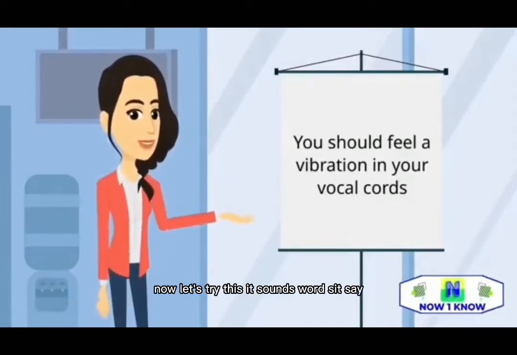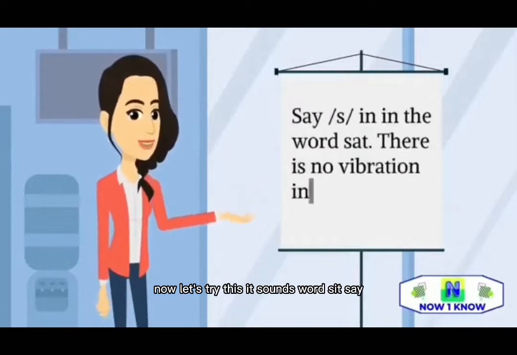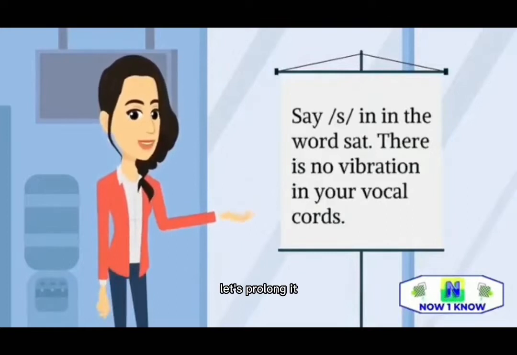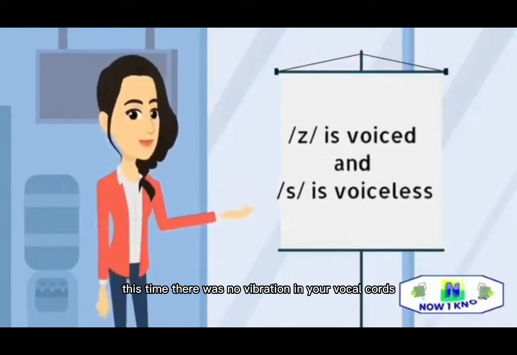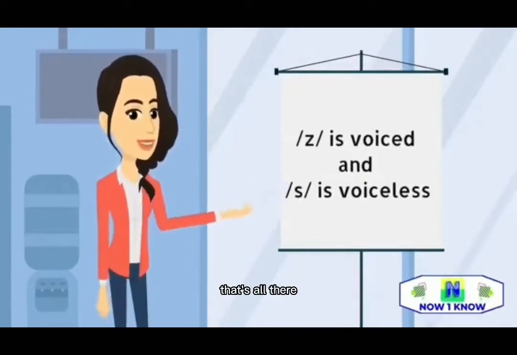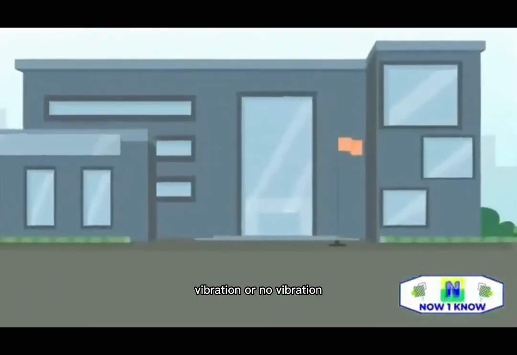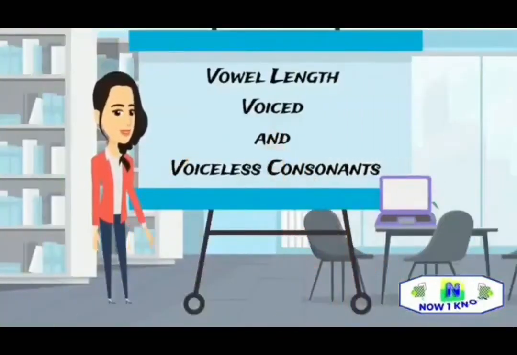Now, let's try this with the S sound. Say S. Let's prolong it. S. This time, there was no vibration in your vocal cords. That's all there is to it. The tongue and lip position of S in "sue" and Z in "zoo" are the same. The only difference between them is vibration or no vibration. Voiced and voiceless consonants.